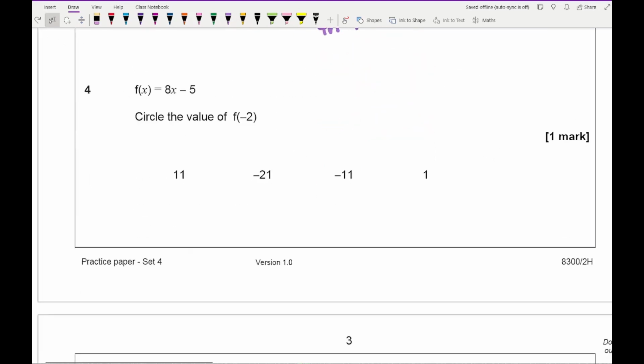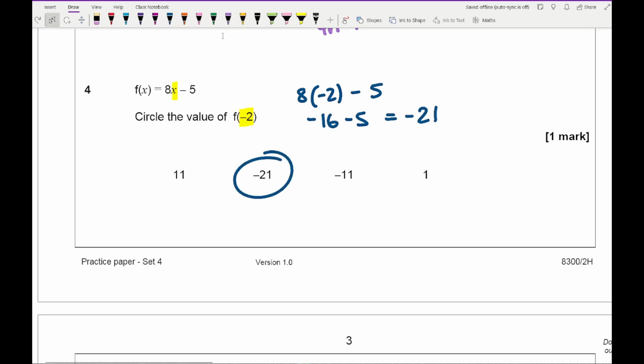Moving on to question 4, it says f of x equals 8x minus 5. Circle the value of f of minus 2. So what we need to do is just substitute minus 2 wherever we see an x in the function. So that's going to be 8 multiplied by minus 2 subtract 5. So that gives me minus 16 minus 5, which is minus 21, which is our second option.